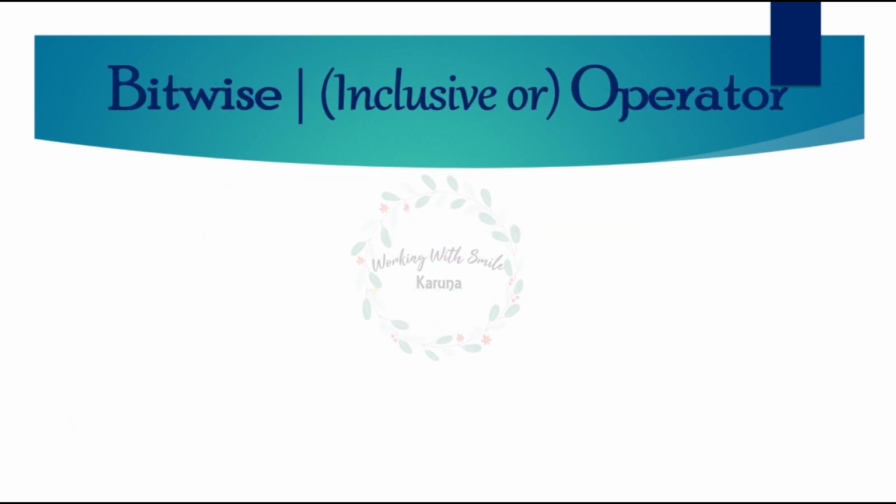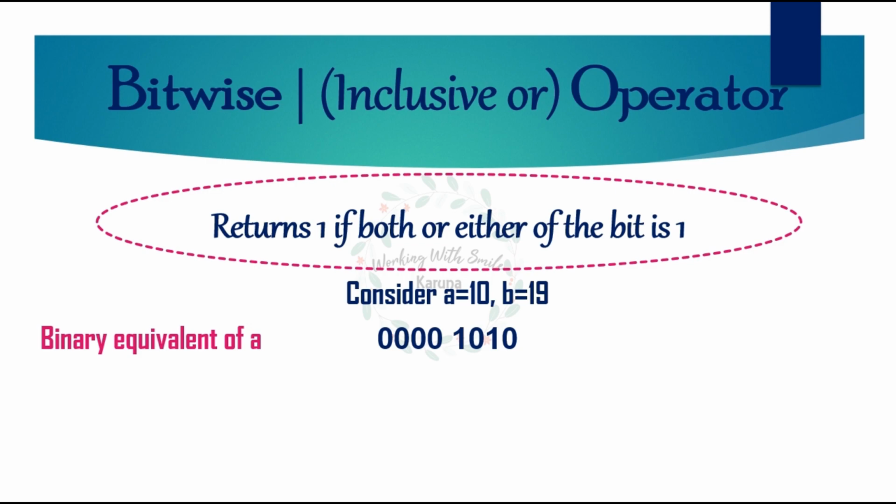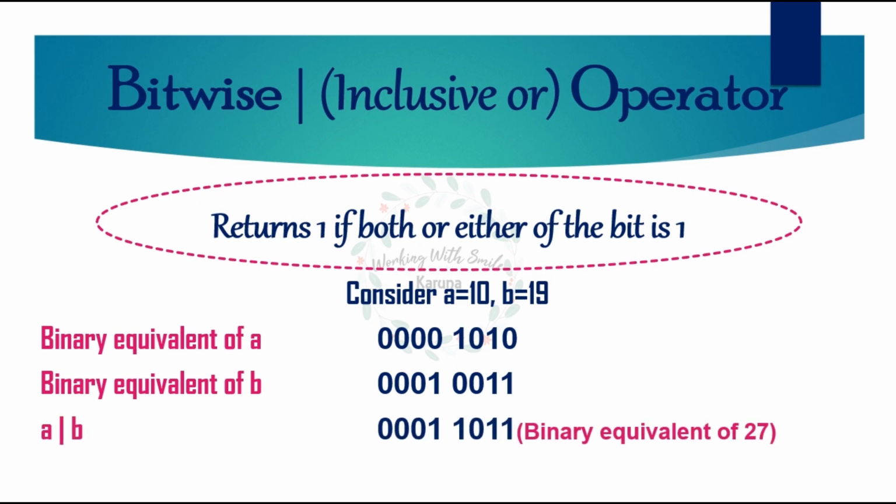Next is a bitwise OR operator, also known as inclusive OR. This operator returns 1 if both or either of the bits of the operands is 1. Now here we have a variable A with value 10 and B with value 19. Binary equivalent of A is this number and this is the binary equivalent of 19. Performing A or B will result into a binary number which is equal to the number 27.